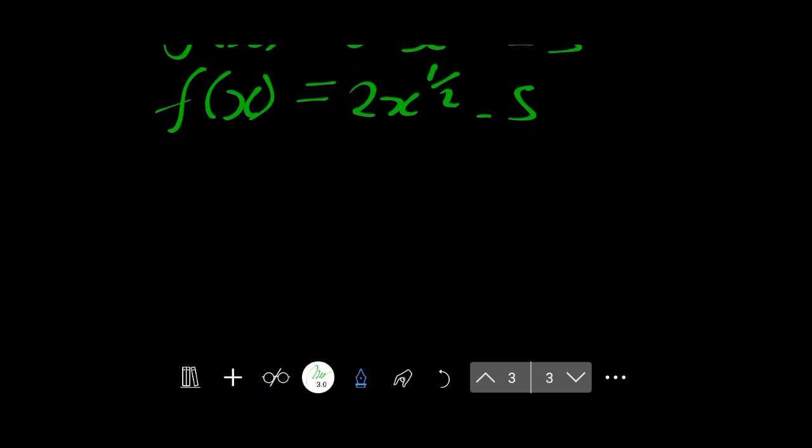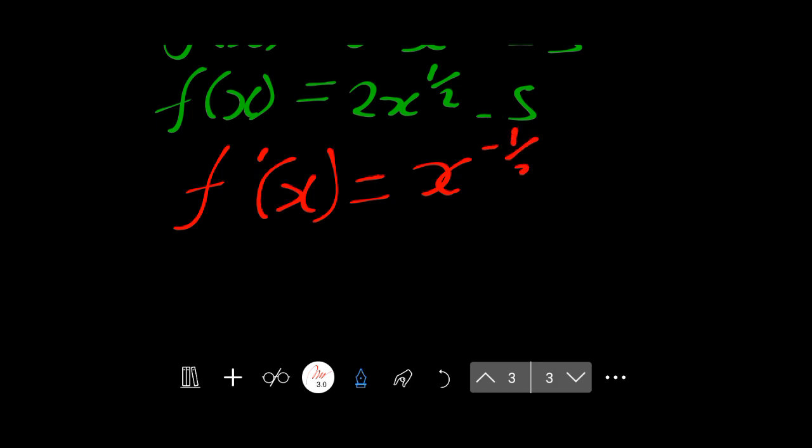So when we differentiate this one, we'll write f dash of x is equal to, one and take away. So we have 2 times 1 over 2, you get 1, which is x to the power, since we are taking 1 away, negative 1 over 2. So we have differentiated this one.